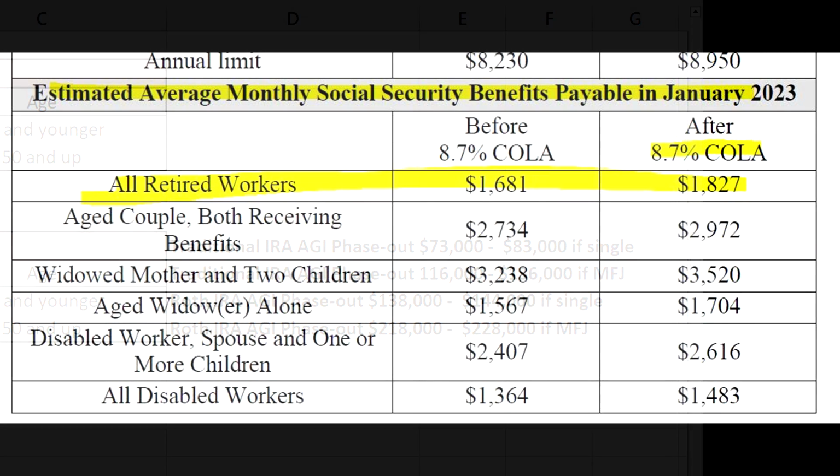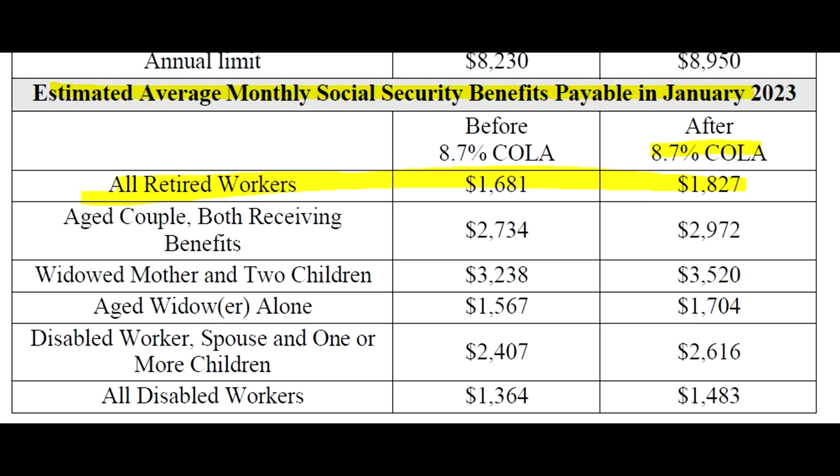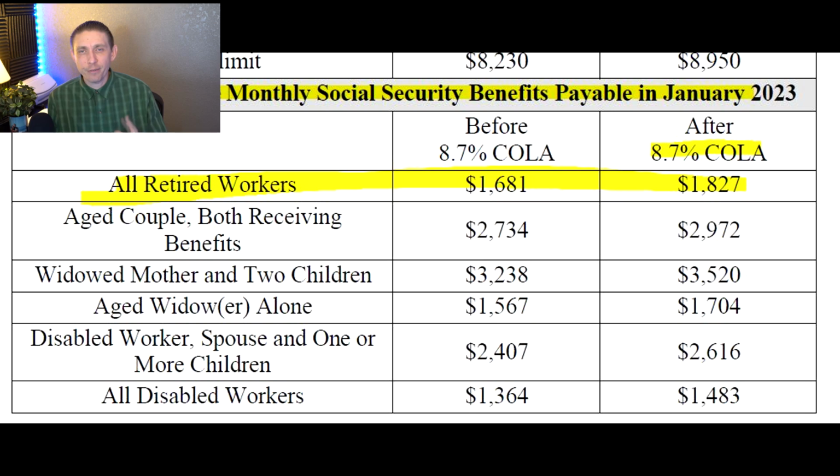Most of you are probably already aware of this, especially if you're retired, but the Social Security cost of living adjustment, or COLA, is 8.7% for 2023, which is great.